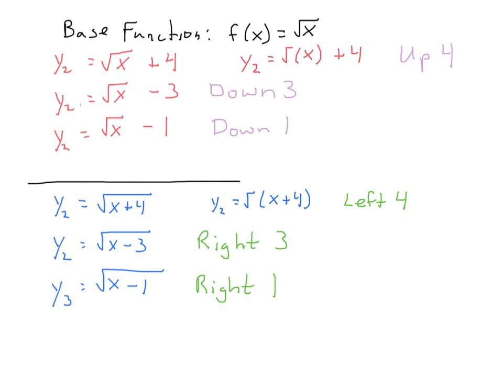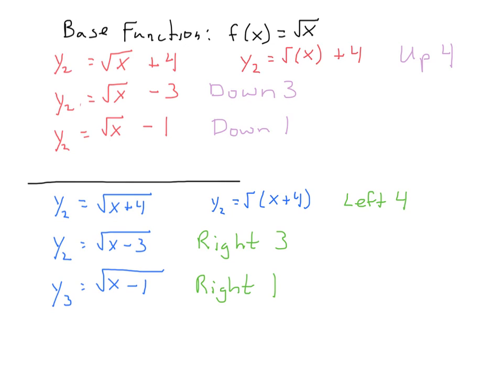In terms of the next set, with y2, I had the square root of x plus 4. Now the plus 4 is inside of that square root function. And when I graphed that, you should have found that it moved to the left 4 units. You might be a little bit surprised on that one, but it did go to the left 4. In the next one, you had the square root of x minus 3. That minus 3 is inside the function, and it moved it to the right 3 units. And the third one moved it to the right 1 unit.